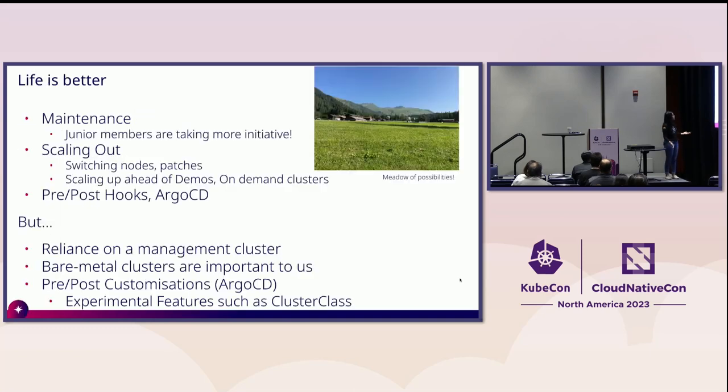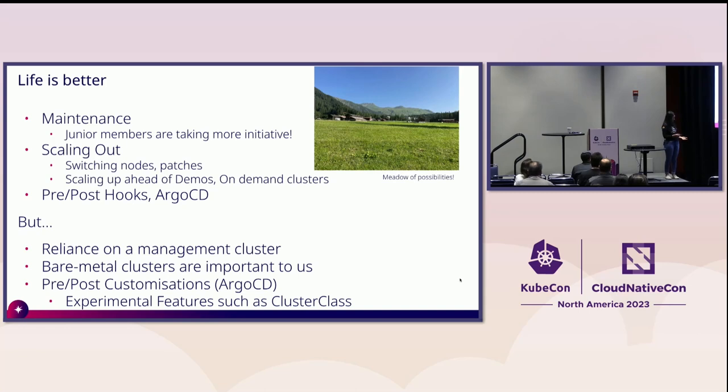So life is better now. Maintenance is easier. Managing nodes is easier. Scaling is easier. We were able to do on-demand clusters as well. Now, as I mentioned, pre and post hooks work really well for us, including those for Argo CD. However, of course, there is still a reliance on a management cluster. In our case, this is an Ansible orchestrated Minikube cluster. And due to the caveats around using Minikube in a production environment, we use Velero backups to try to stay on top of this.